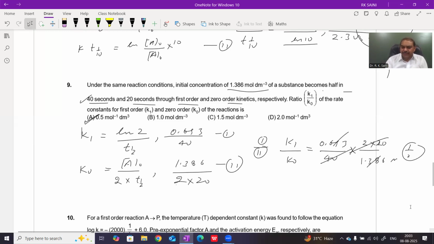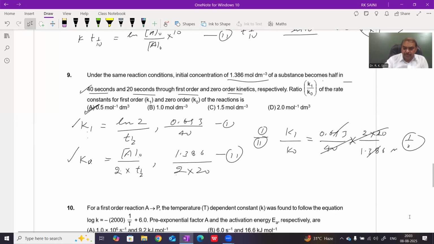Therefore, for such type of questions, we write the relation between half-life and rate constant. For a first order reaction, the half-life does not depend on concentration and is ln 2 upon k. And in case of a zero order reaction, the half-life is directly proportional to the initial concentration, and we can write half-life equals A naught upon 2K naught.